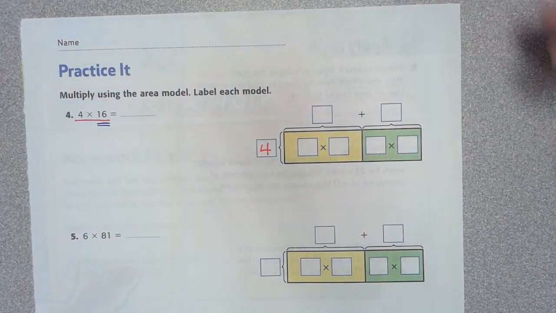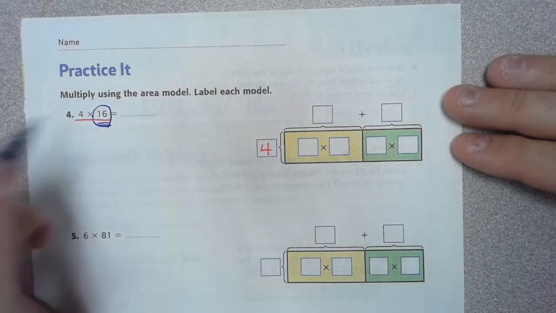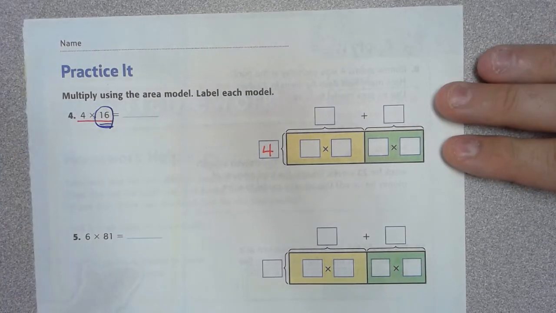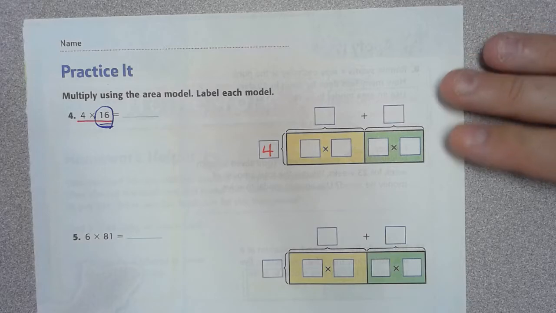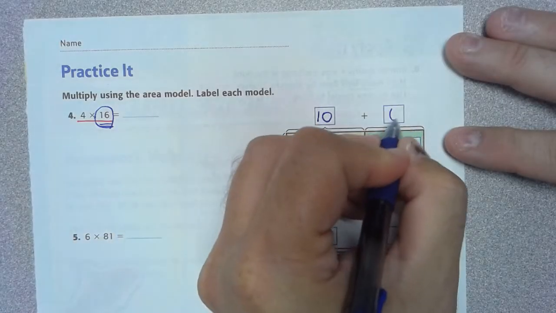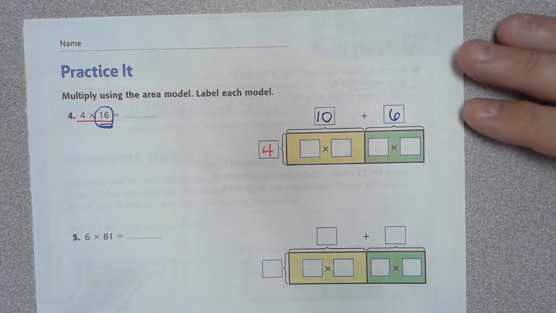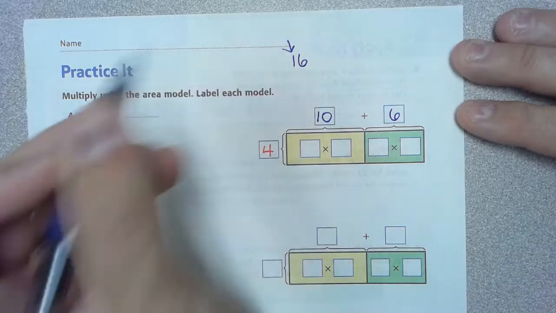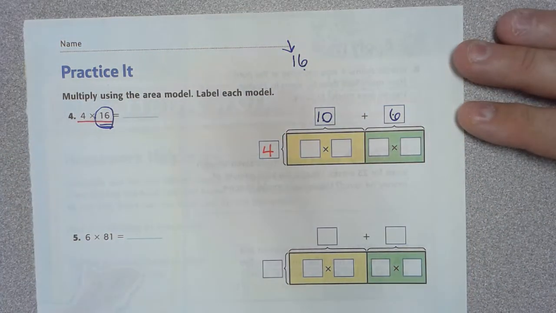All right, so now we need to take 16. How are we going to expand 16? This is the part we need to make sure everybody gets: how do you expand 16? Now we're doing 16. So how are we going to do 16 in expanded form? Ray? 10 and 6. That's the same as 16, right? We took this 16 and we said there is 1 10 and there are 6 1s. That's how we did it.